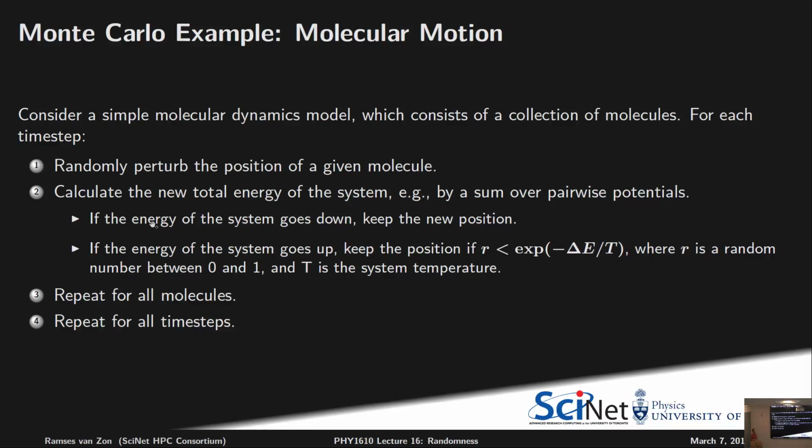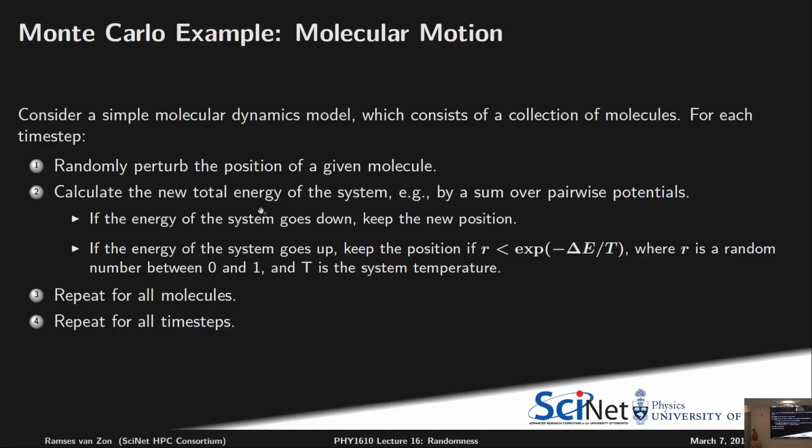Now, if the energy goes down, we're going to say we like that. So we're going to keep that new position. That would be a way to try and do minimization. Right? So we can try and find the lowest energy. You would keep going down sort of randomly. But in this case, that's not the only possibility.